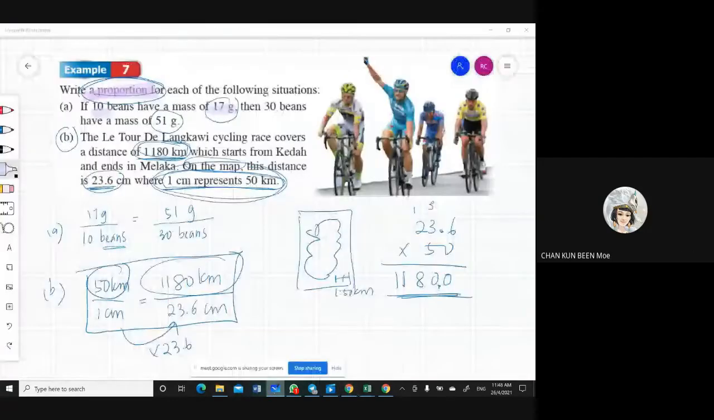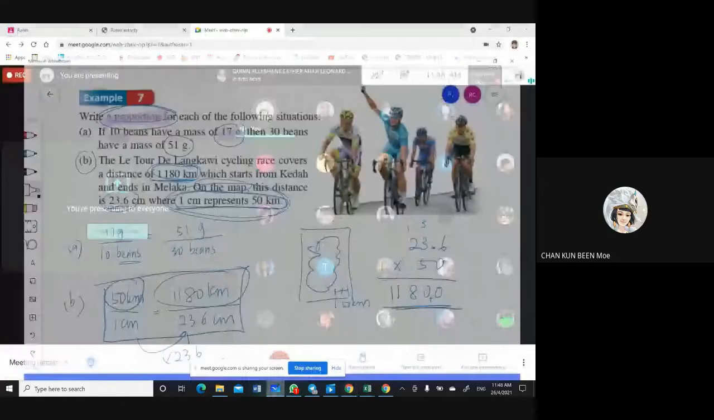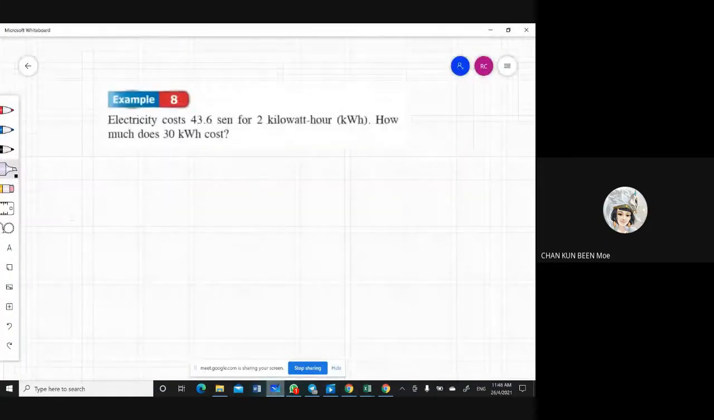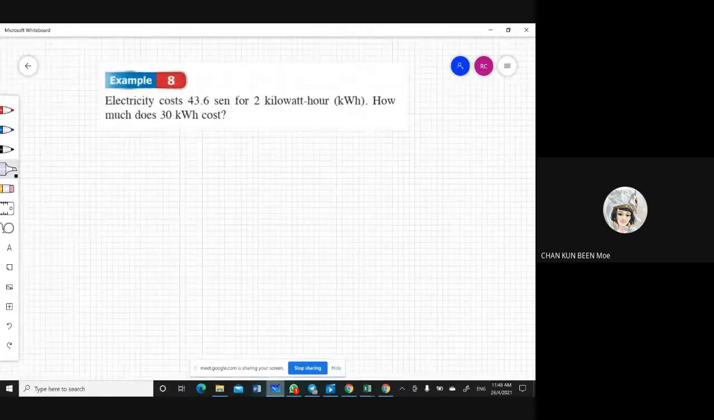So I'm going to move on with the next one. After example 7 is example 8. Electricity costs 43.6 cents for 2 kilowatt hour. How much does 30 kilowatt cost?